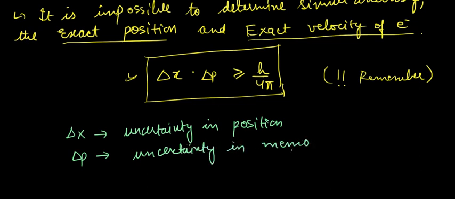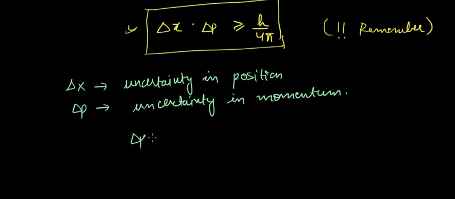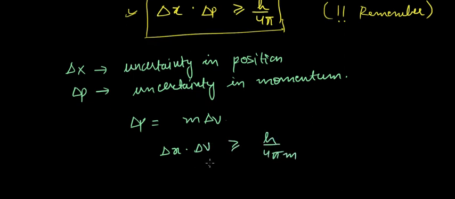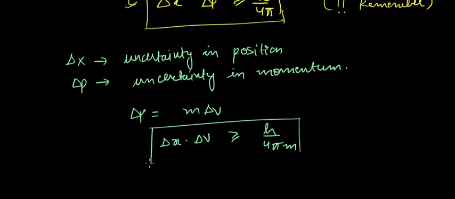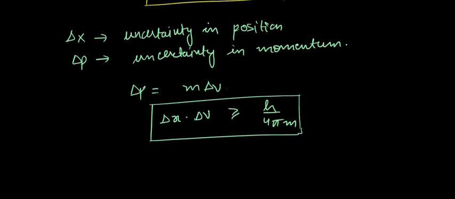We can write delta p as m delta v. So delta x into delta v would be greater than or equal to h upon 4 pi m. Here delta v refers to the uncertainty in velocity.